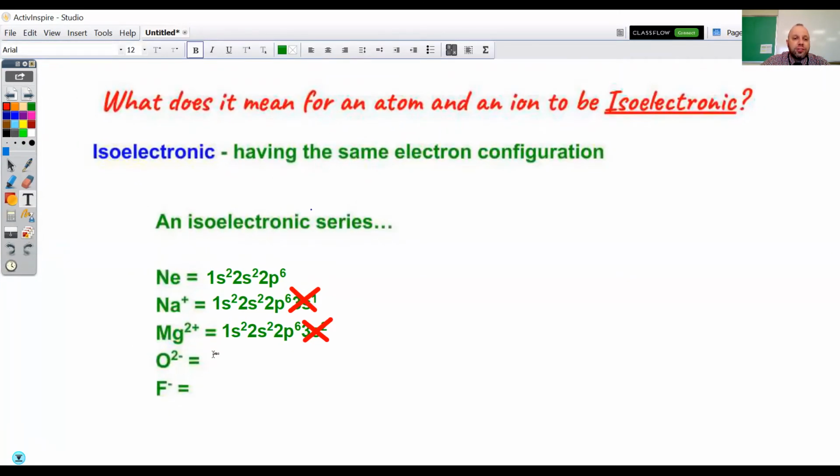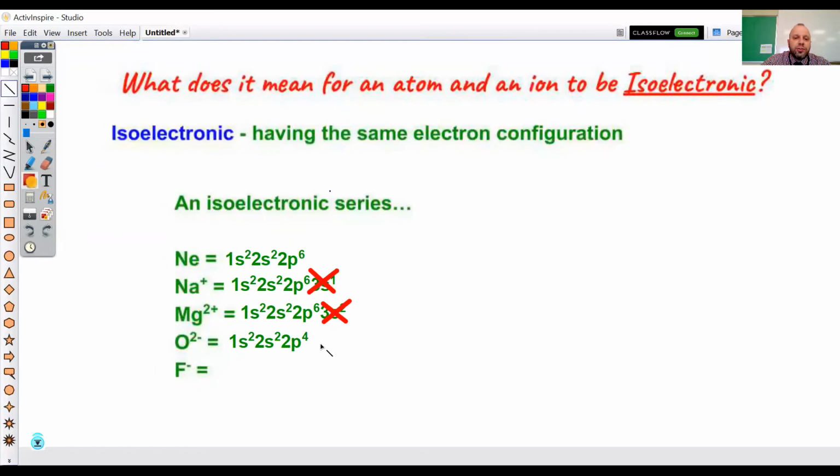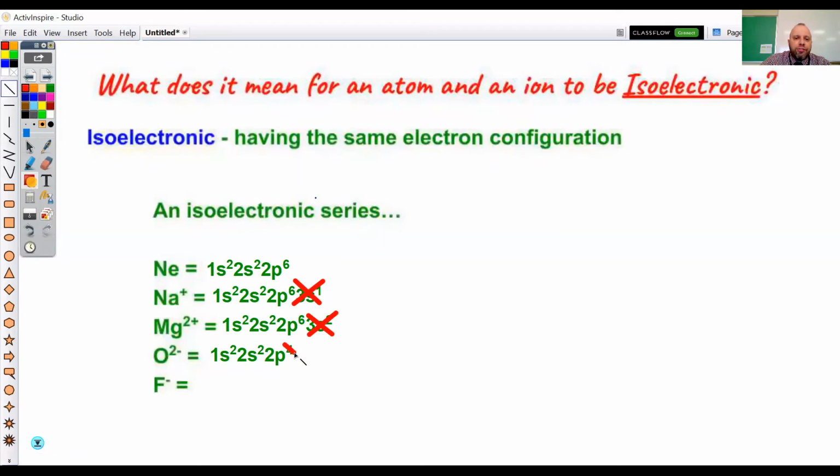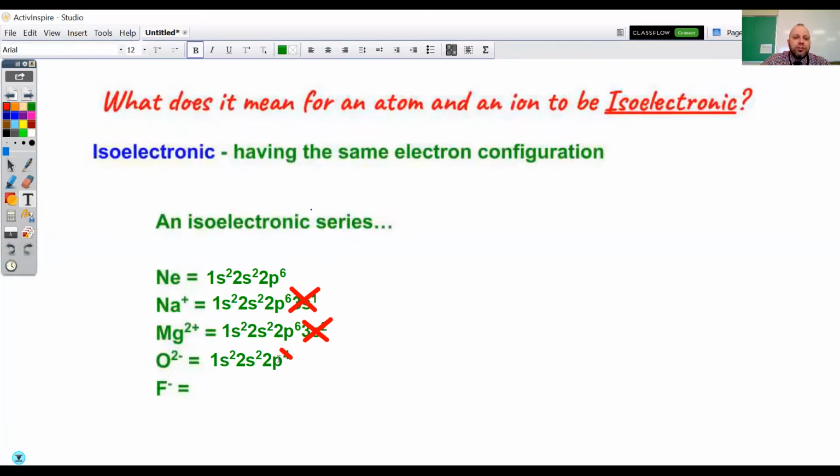Let's take a look at oxygen. Now, when oxygen forms an ion, it does not lose electrons like sodium and magnesium. Oxygen is a nonmetal, so it's going to gain electrons. So if I write out the electron configuration for oxygen, I have 1s2, 2s2, 2p4. However, we have oxide, the ion, which has gained 2 electrons. So when this gains 2 electrons, this 4 is no longer there, and instead we have 2p6. So gaining 2 electrons changes that 4 up to a 6.